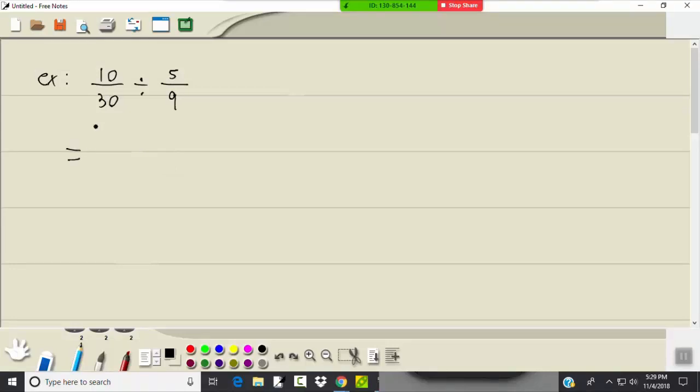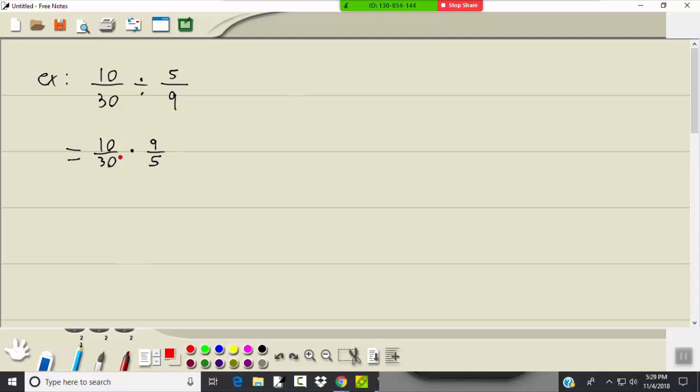Okay, so 10 over 30. Before we do anything, we immediately rewrite it as multiplication. So the division symbol becomes multiplication, and the 5 ninths becomes 9 over 5. You take the reciprocal of it, you flip it. Top goes to the bottom, bottom goes to the top.